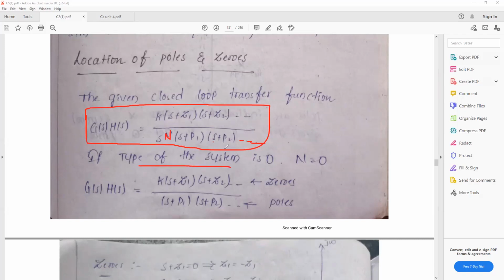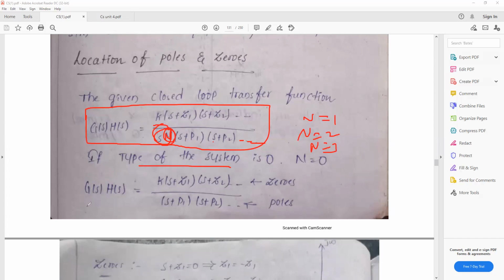you already know. What is type of the system? If n is equal to 0, type 0. n is equal to 1, type 1. The number of poles at the origin is called the type. So s power n: n is equal to 0, type 0; n is equal to 1, type 1; n is equal to 2, type 2; n is equal to 3, type 3. So the number of poles that touch the origin is called the type of the system.